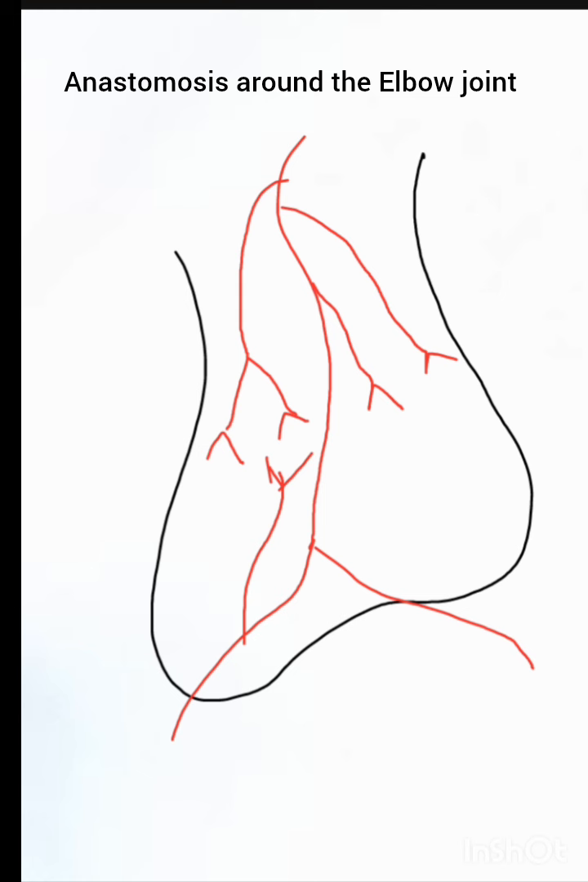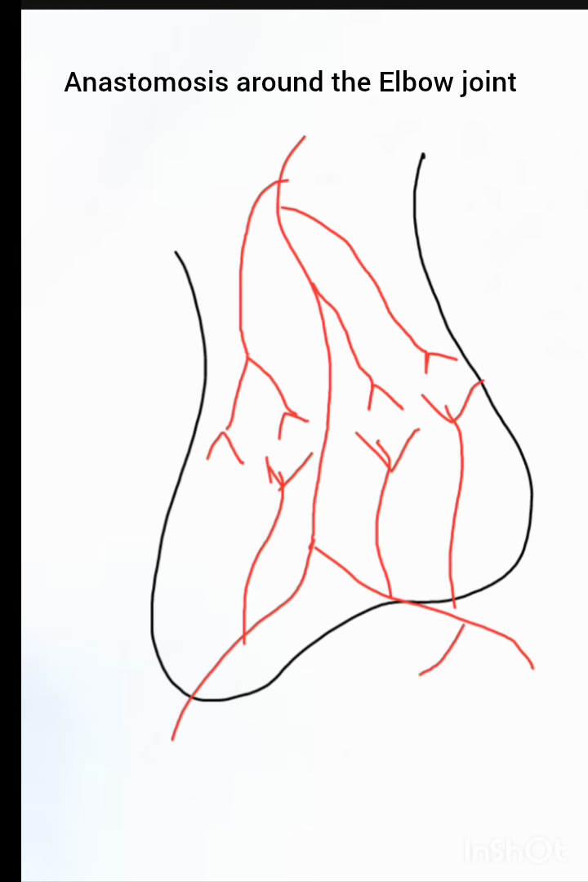And here the ulnar artery also gives the recurrent branch to the inferior collateral artery, which is called anterior ulnar recurrent, and also the posterior ulnar recurrent to form the anastomosis with the superior ulnar collateral artery. And also we have another anastomosis which is formed by the posterior interosseous artery, which is a branch of the ulnar artery.